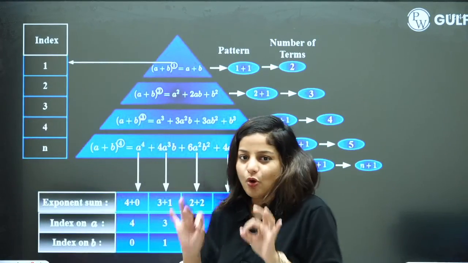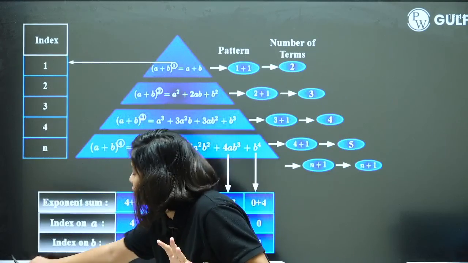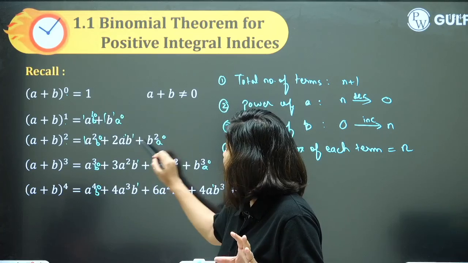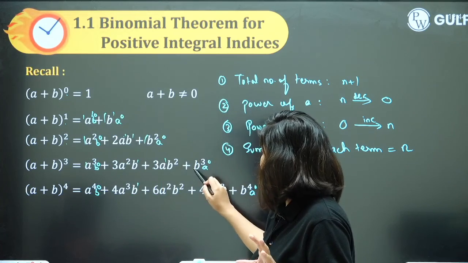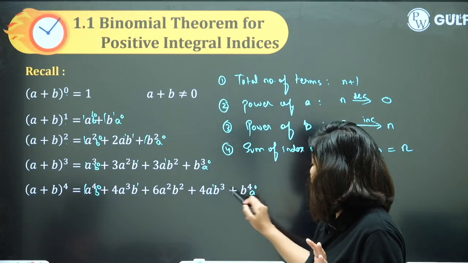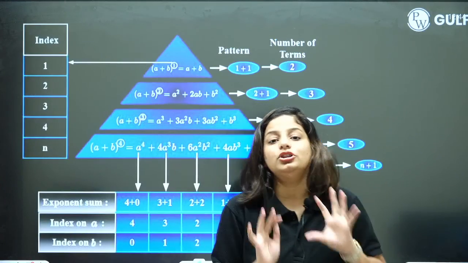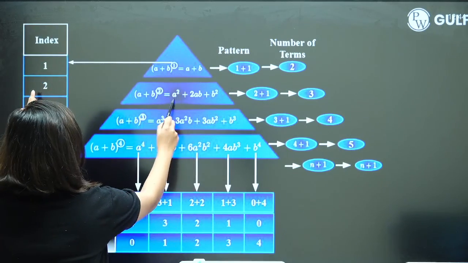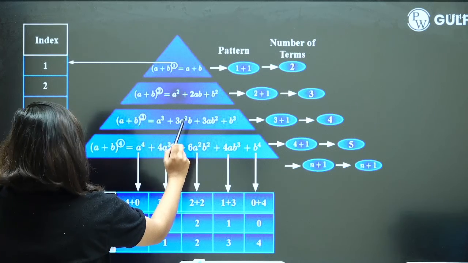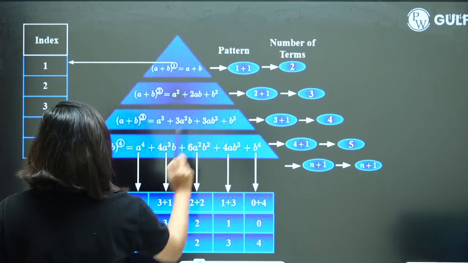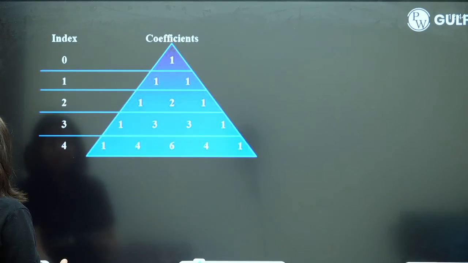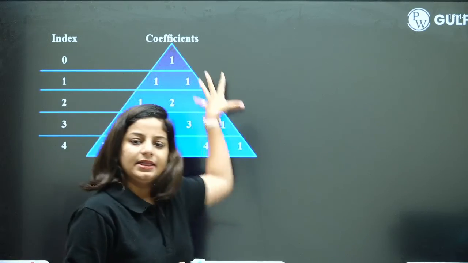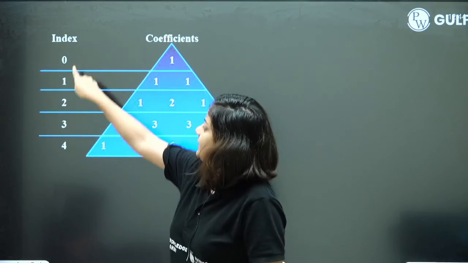Now, when you put those constants, let us call these coefficients. 1, your coefficient is 1, 1, then 1, 2, 1, then 1, 3, 3, 1, 1, 4, 6, 4, 1. These are nothing but coefficients. For 1, the coefficients are 1, 1. For 2, it is 1, 2, 1. For 3, it is 1, 3, 3, 1. Right. 1, 1, 2, 1, 2, 1, 1, 3, 3, 1, 1, 4, 6, 4, 1. This is your coefficient and this is the index.